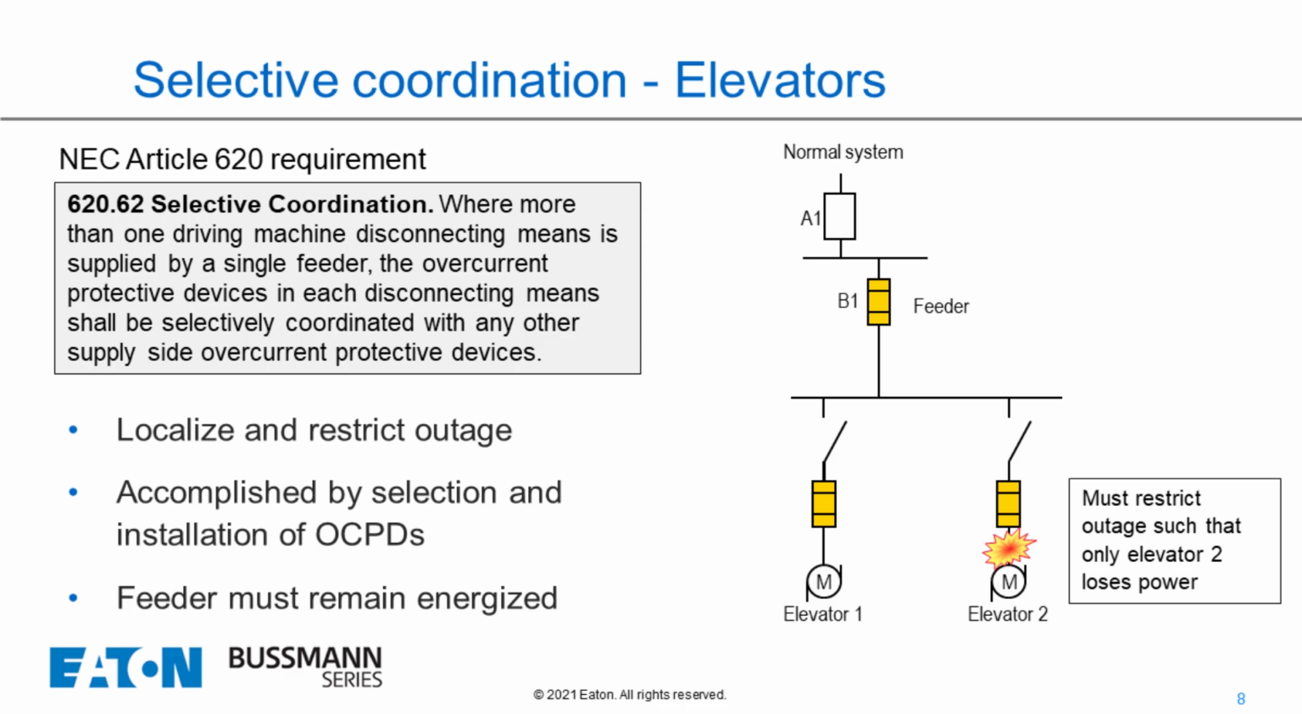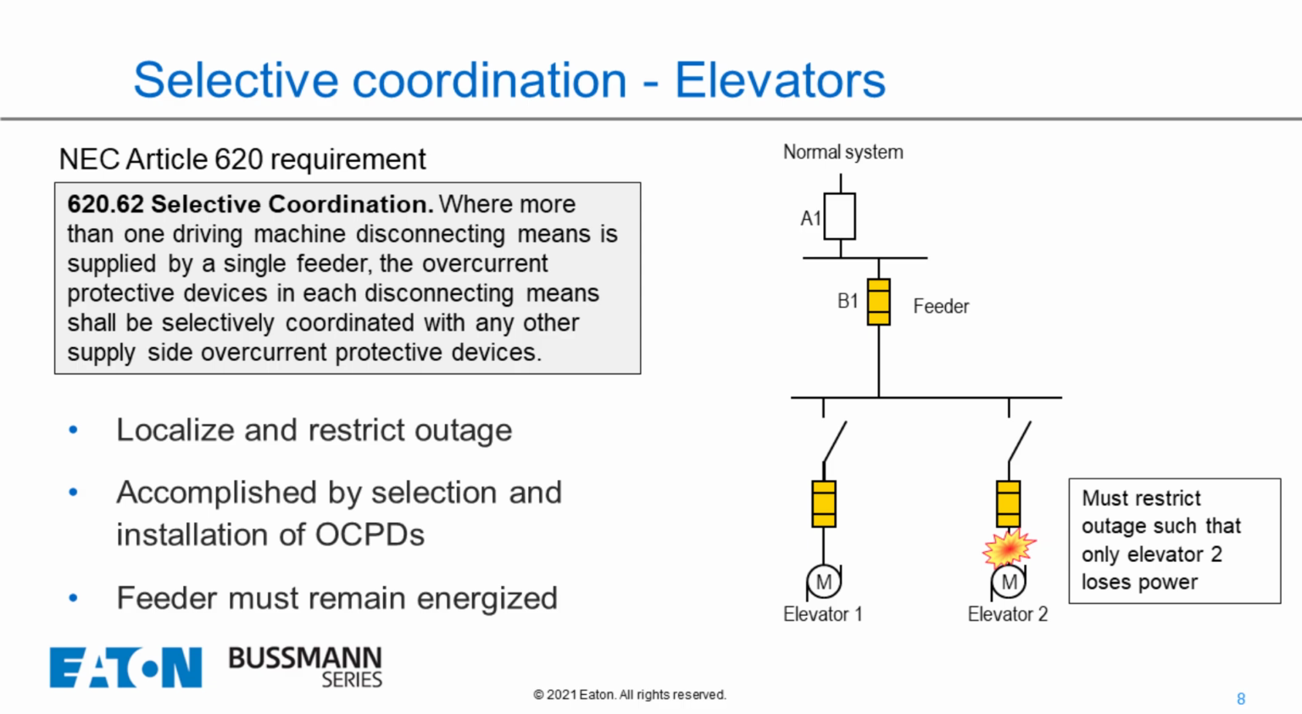All right, so let's look at elevators. The key thing here in elevators, we're looking at Article 620.62, and it talks about selective coordination. And here's the kicker: where more than one driving machine disconnect means it's supplied by a single feeder. So if you just have one elevator, we don't need selective coordination. They're not really talking about selective coordination. When you have two elevators, that's when we're talking about that needs to be selectively coordinated.